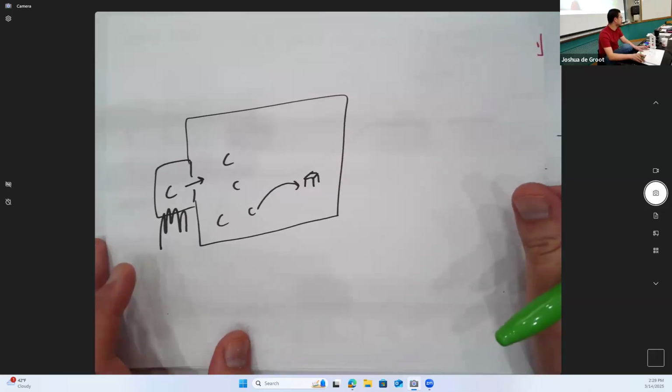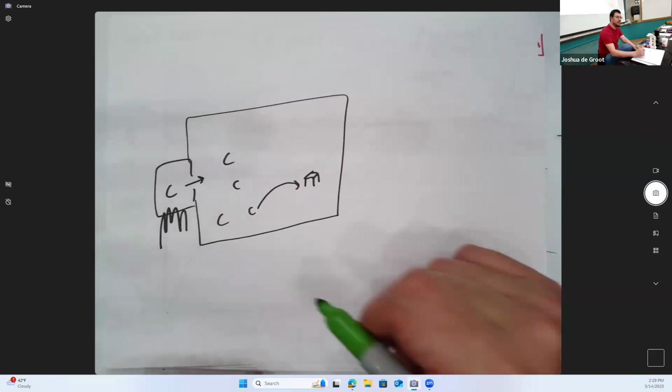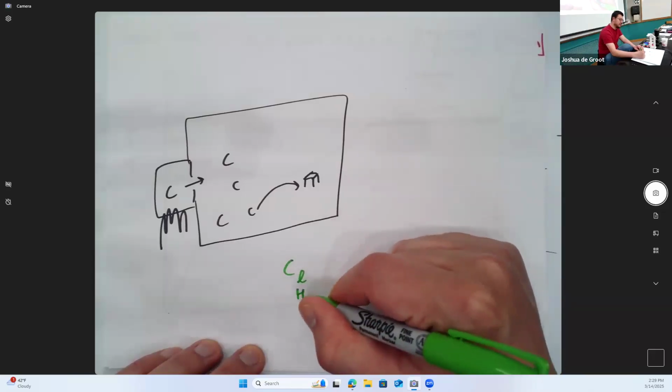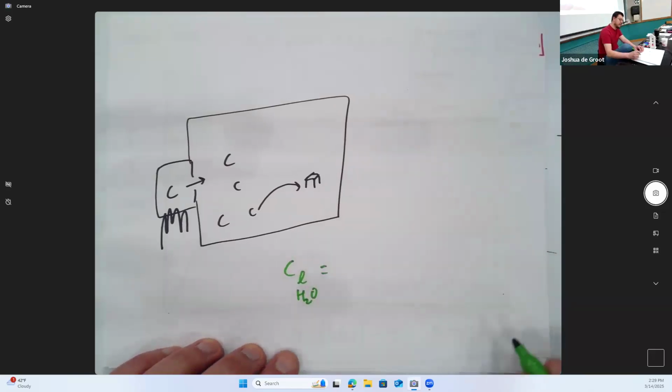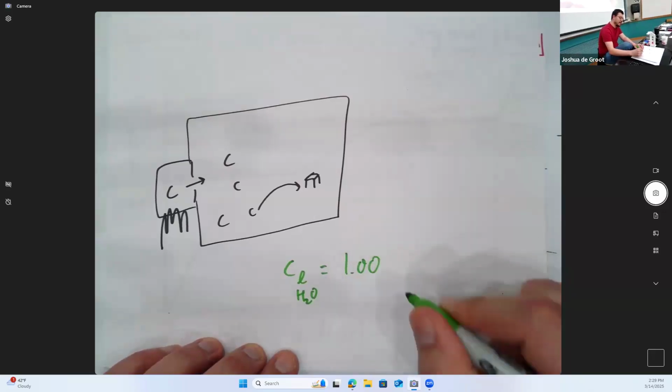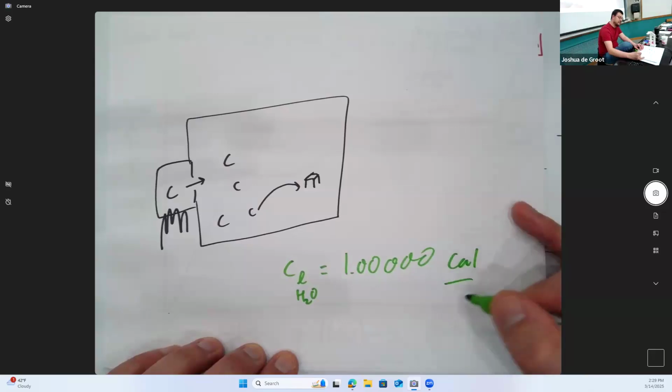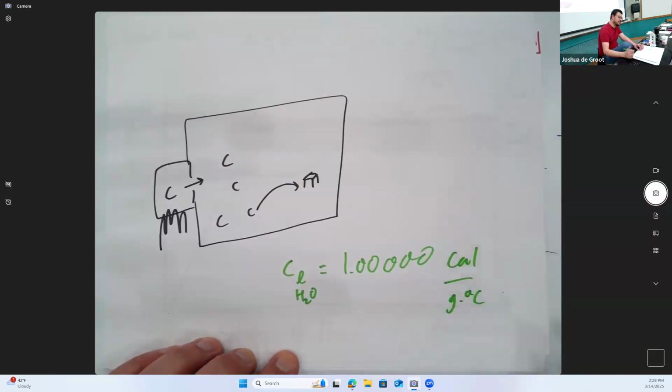Anyone remember the specific heat capacity of water? Those who had lab, we all had lab already this week. We use it a million times, right? So for liquid water, that specific heat was what? Yeah, it's 1. And it's actually 1 forever: calories per gram degrees Celsius.